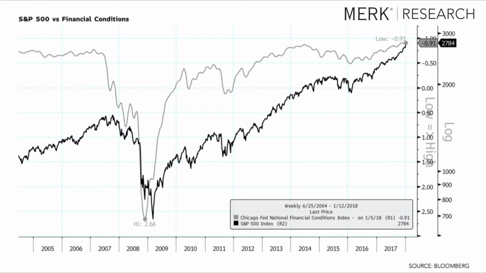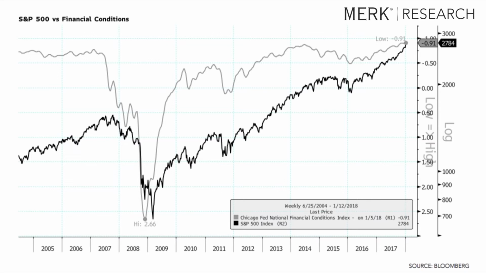Now, that's not always the case, and I want to be clear on that. However, you can see that in the last cycle, this financial conditions index did break down prior to the high in the equity cycle. They really started to deteriorate in the summer of 2007, and that preceded the top in the equity markets, which was a few months later. And then the financial conditions index bottomed in late 2008, and that was prior to the bottom in the equity market in early 2009.